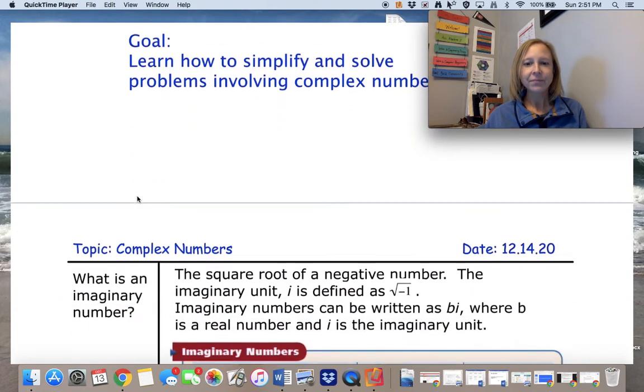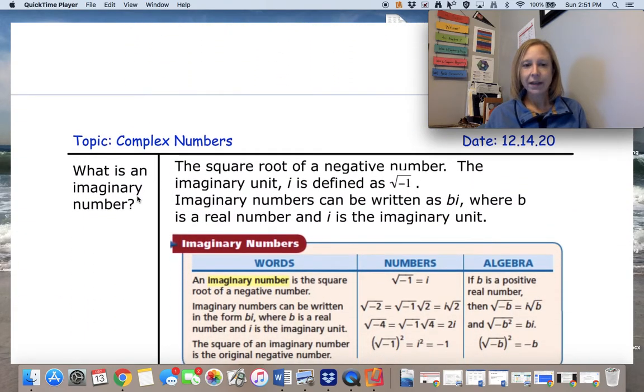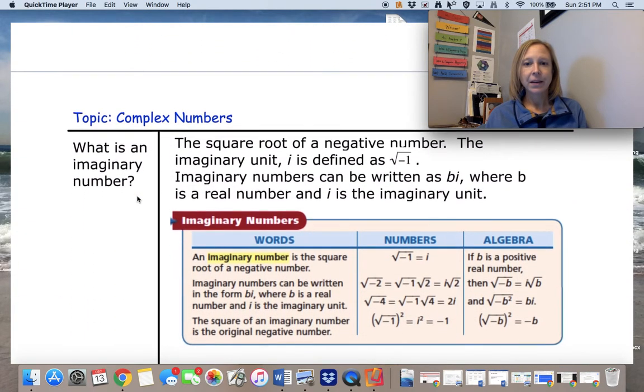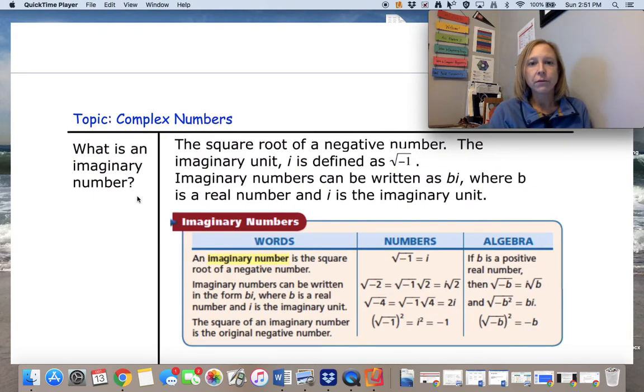Okay, so first of all, what is an imaginary number? An imaginary number is a square root of -1. So in the past, you've always been told you can't take the square root of a negative number. Well, that's because there's no real solution.